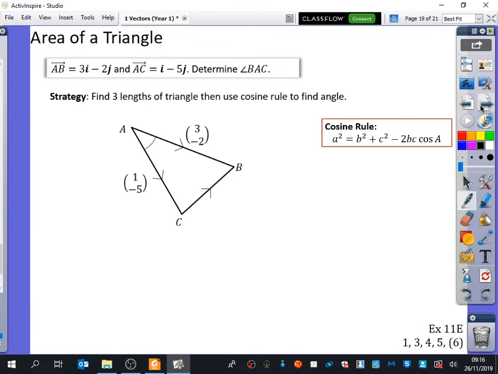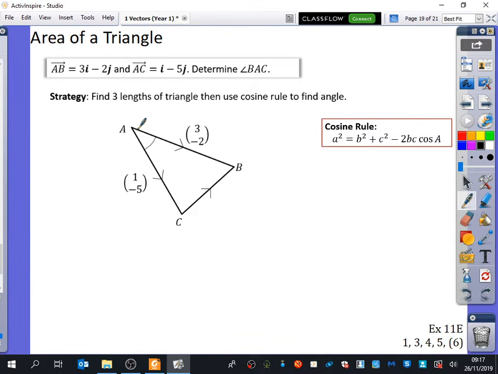So they've told us that AB is equal to 3i minus 2j, AC is equal to i minus 5j, and we want to determine the angle BAC. And I've called it area of a triangle because once we've worked out the angle of BAC, we can actually then find the area of that triangle as well.